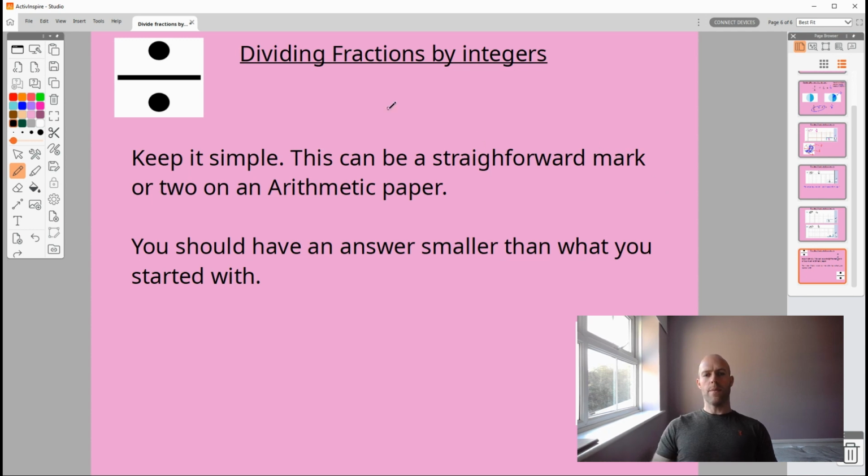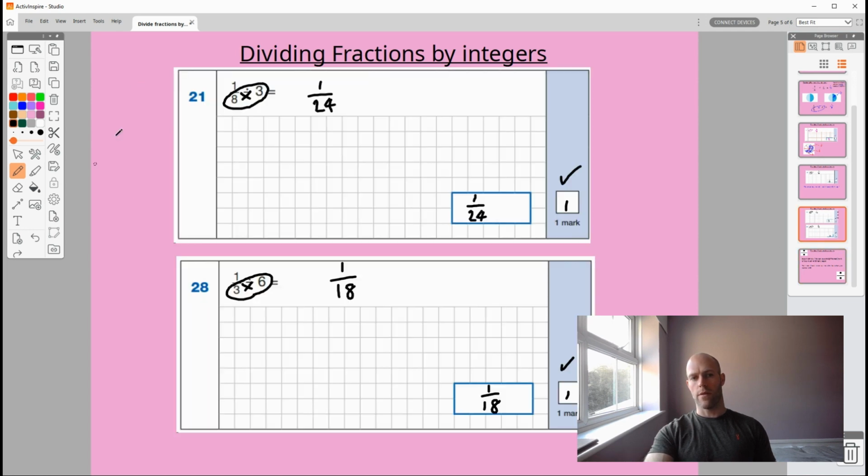Key things to remember then, keep it simple. You're almost guaranteed to get 1 mark in an arithmetic paper for this. You might get 2, but you can see how quickly you can do it. You can save a lot of time for your long multiplication and double digit division by getting these questions done within 10 seconds. And remember, as a 2-second check at the end, you should have an answer smaller than what you started with. You're dividing by a number bigger than 1, so you should end up with a smaller fraction than what you started with. We started with an 1/8, we've now got a 24th, yep.